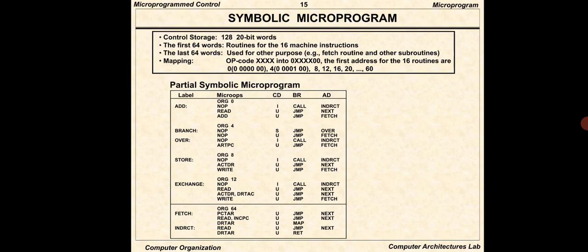In the last 64 words, we will go with other purpose operations, for example, fetching of our subroutine program or any other extra subroutine programs. If ever I want to create one, then I will be using the last 64 words. So this is nothing but a symbolic micro program.